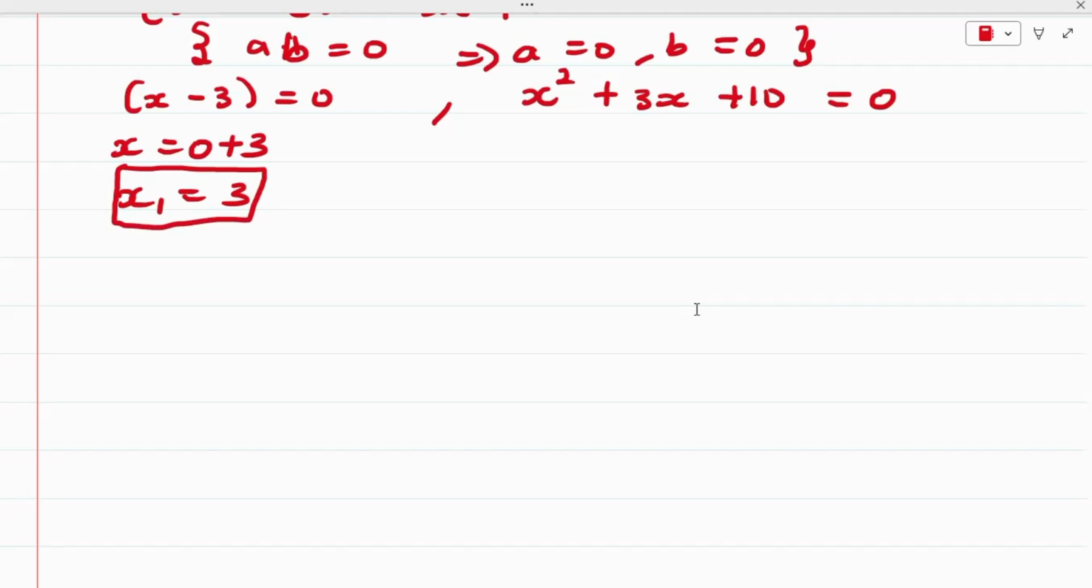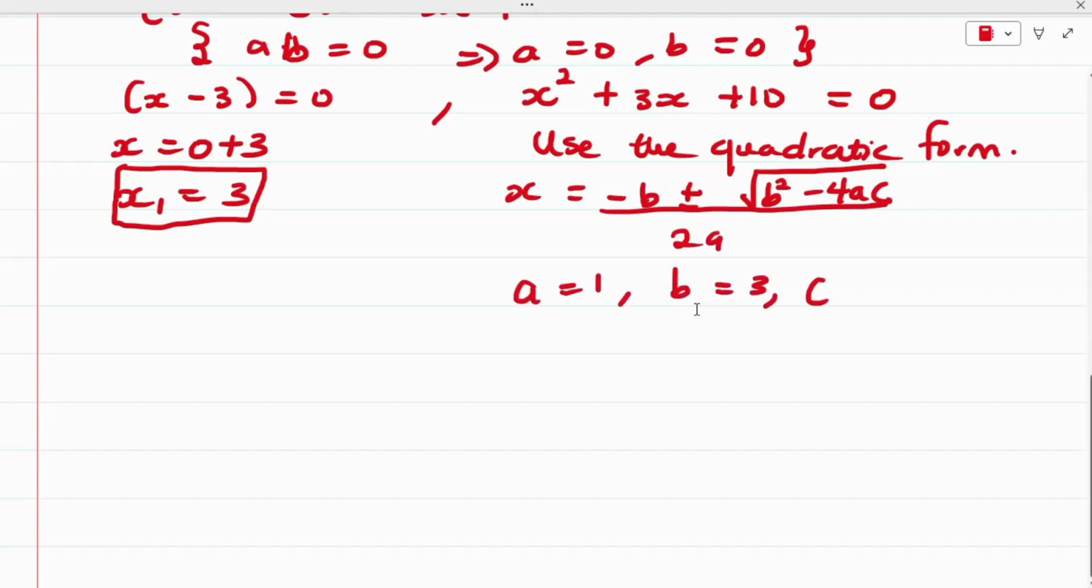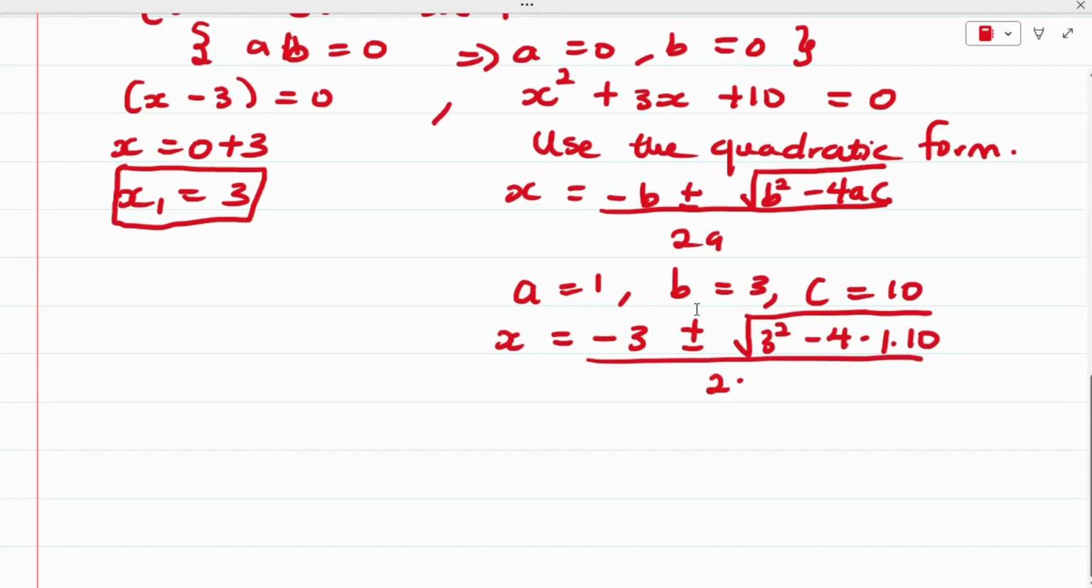So to solve for this, we want to simply apply the quadratic formula. So applying the quadratic formula, we have the quadratic formula to be given as x is equal to minus b plus or minus the square root of b squared minus 4ac, divided by 2a, and we have a equal to 1, b equal to 3 and c equal to 10. So applying this, we have that x is equal to minus 3 plus or minus the square root of b squared, which is 3 squared, minus 4 multiply a, which is 1, and c, which is 10, divided by 2 multiply a, which is 1.